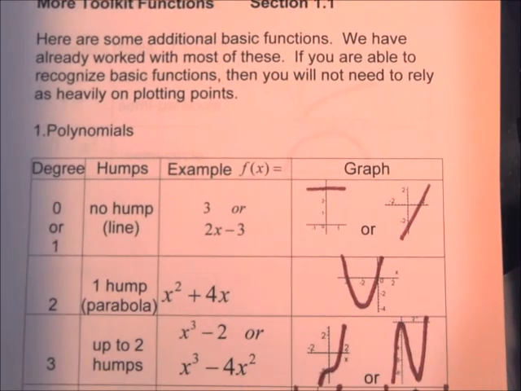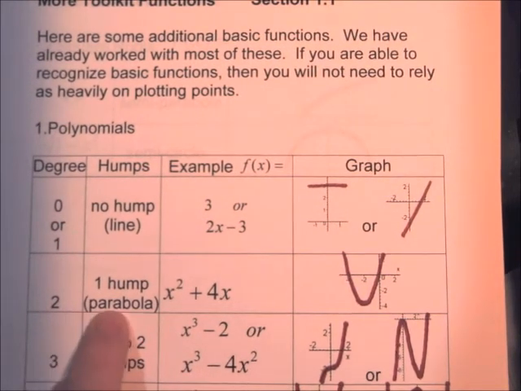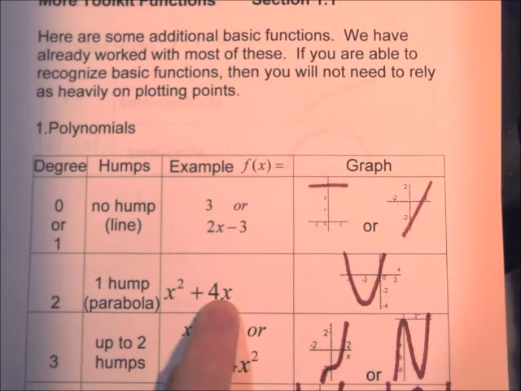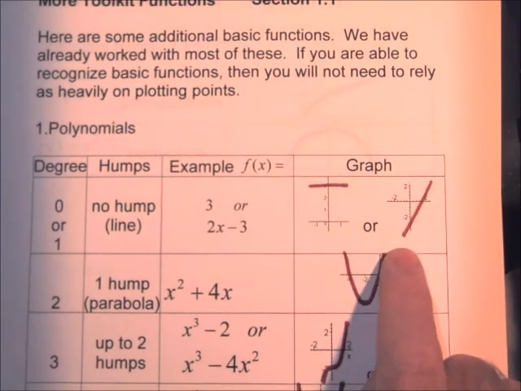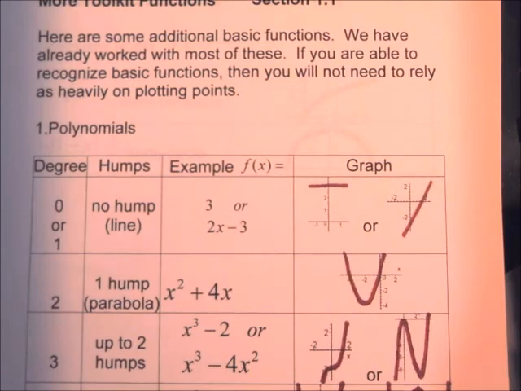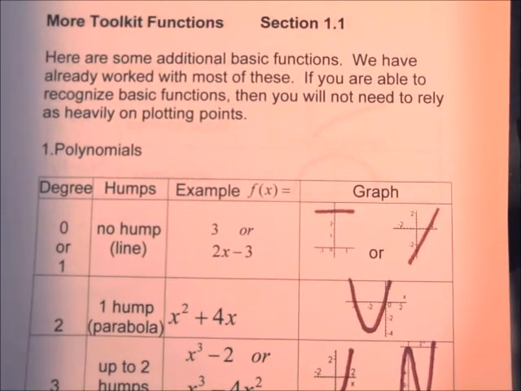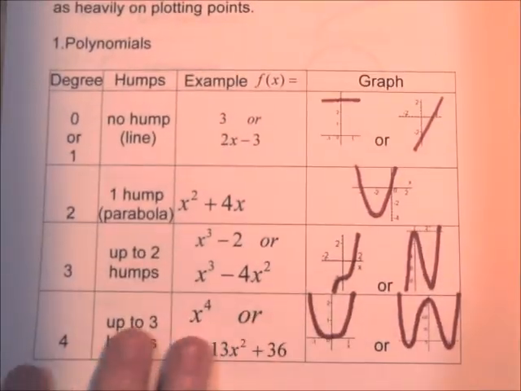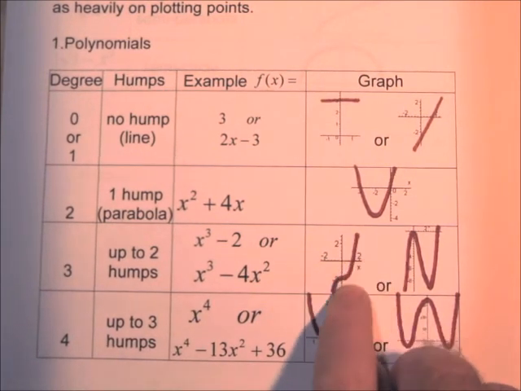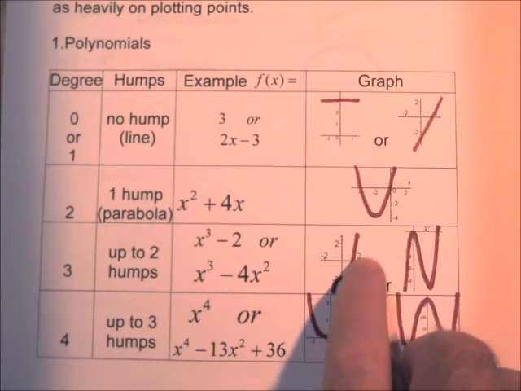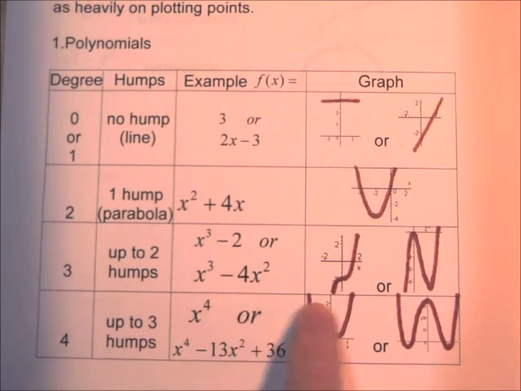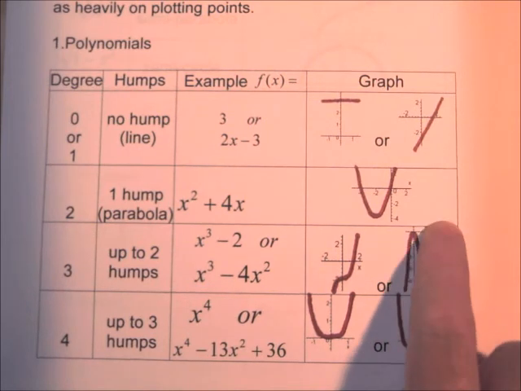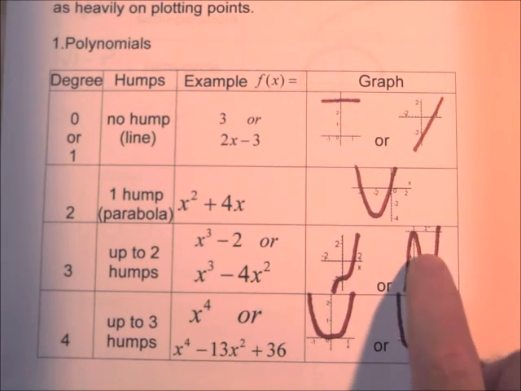If you have a degree 2 polynomial that has an x squared in it, that's a quadratic function. That's going to be a parabola. It has one hump. The straight lines have no humps. The parabolas have one hump. If you have a degree 3 polynomial, you could have up to 2 humps. This one has no humps. It's kind of the hump flattened out on this one, but this is x cubed minus 2. But if you have x cubed minus 4x squared, you'll have two humps there. There's one hump here and one hump there.